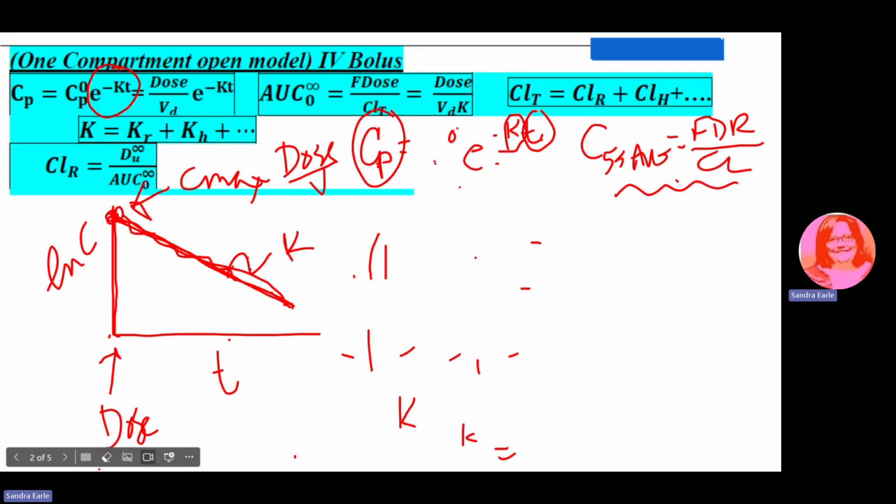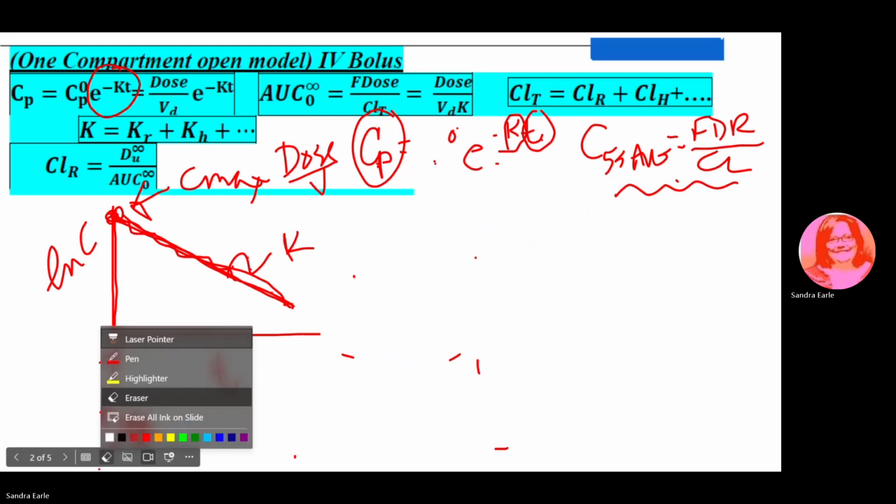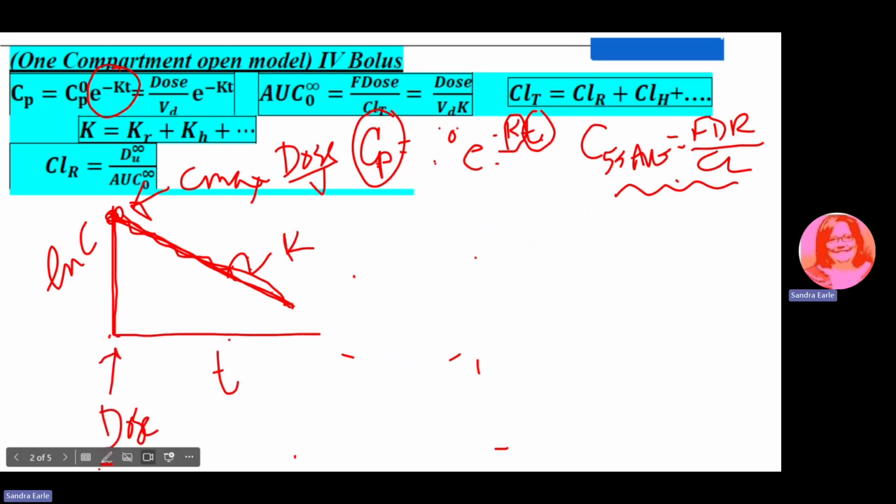I don't want you to get freaked out by this equation. Okay? You need to be able to use it and be confident using it. I prefer to think of it like this, that this concentration had to happen before this concentration. And then this is the time difference between these 2 points.